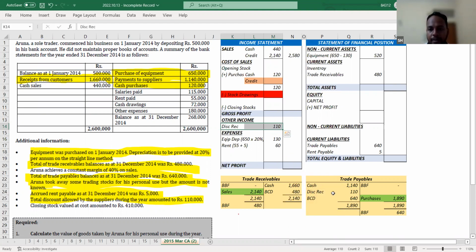Double entry for discount received: payables account debit, discount received account credit. So our purchases will be 1,890. If you have any doubts, you all can ask. Right? We need to take the discount received here. Okay.